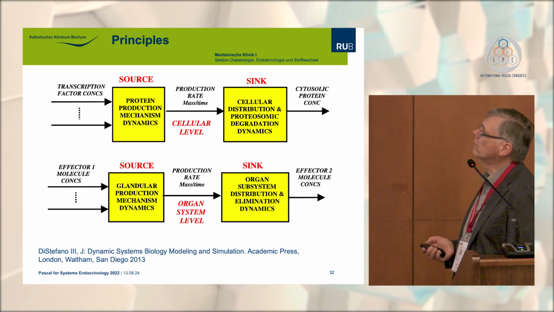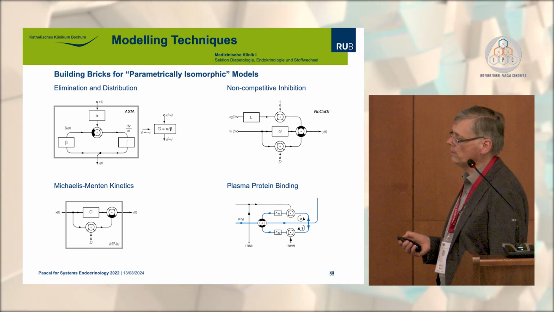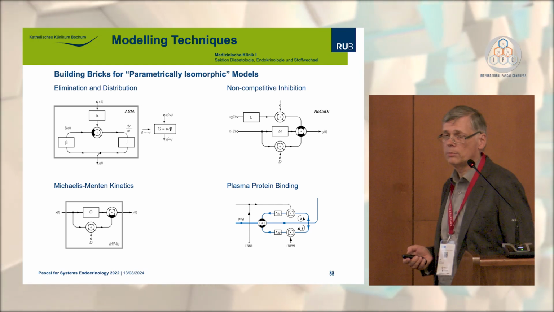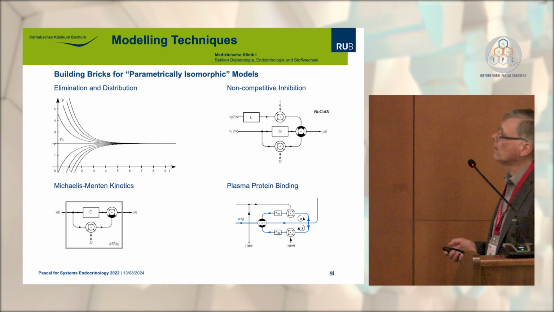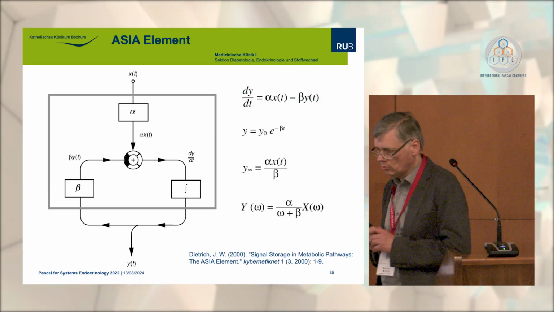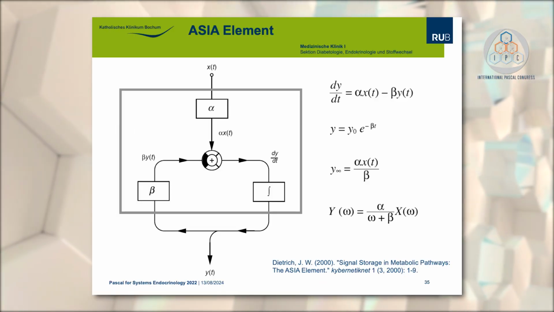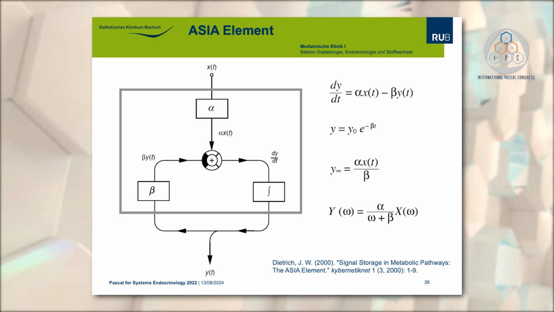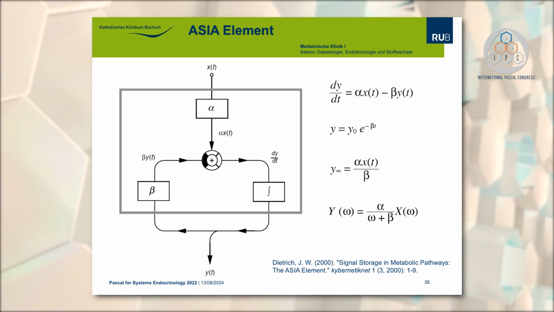By four building bricks: one for elimination and distribution, one for non-competitive inhibition, one for Michaelis-Menten kinetics, and one for plasma protein binding. Let's begin with elimination and distribution. For this, we have designed a basic building brick, which we call the ASIA element, for analog signal memory with intrinsic adjustment. And so we have a metabolite, y of t, and its production depends on an input parameter.